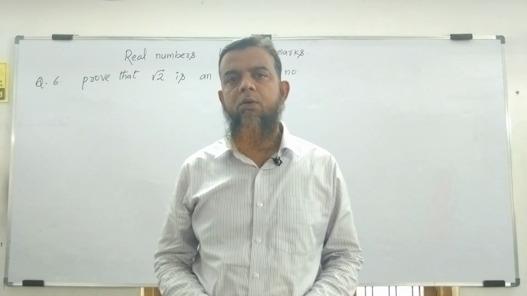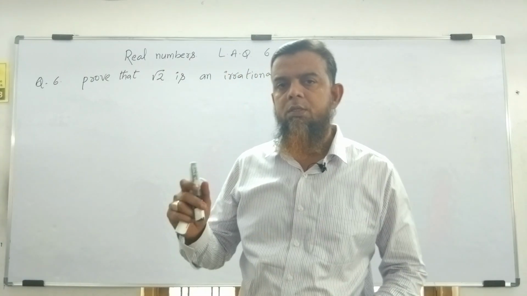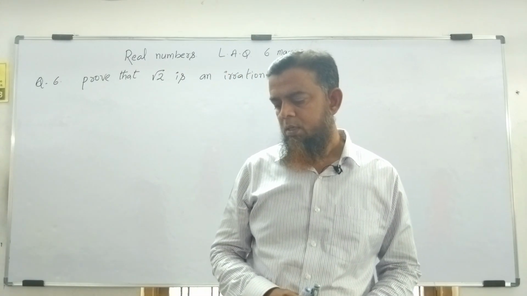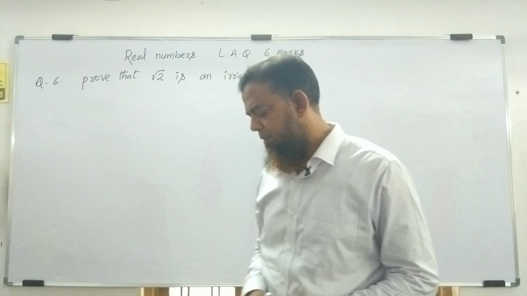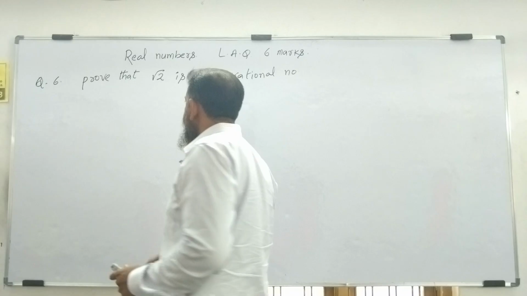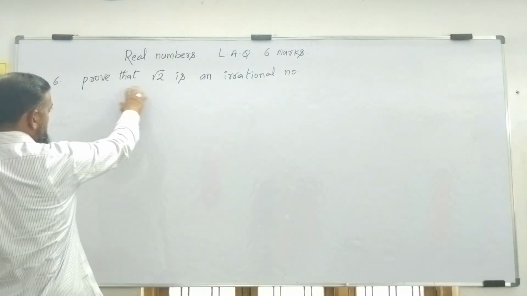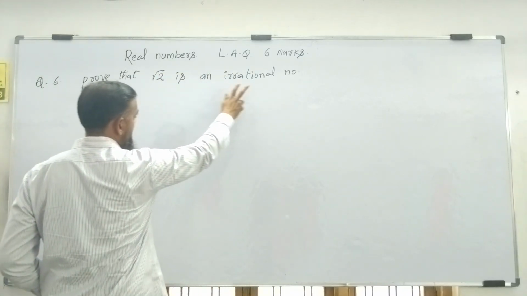5 problems are over. Now this is the 6th problem here. Like this, totally 3 problems are in the reader. Now you just see on the board. Prove that root 2 is an irrational number.